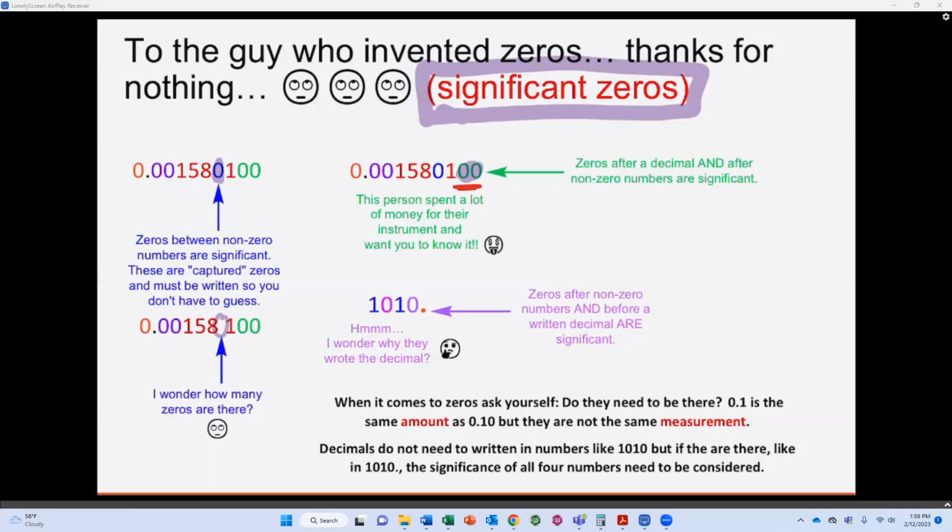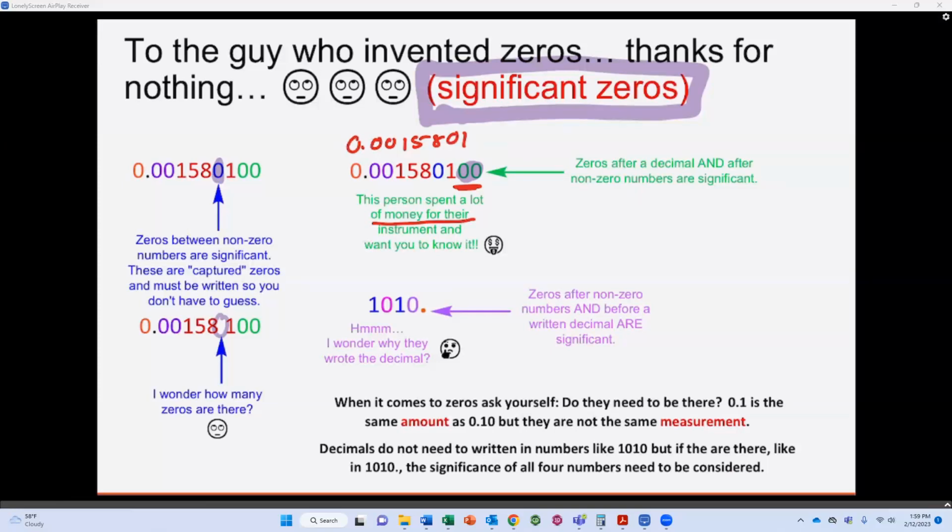Okay. And in this case, those zeros don't need to be there for me to tell you what the number is. I could very easily write, this is your pay for the week. That's how much money you're going to make, and it's the same value as the number underneath it. The only difference is this is not how much you're getting paid. This is a measurement. And what they're trying to do is show you, I spent a lot of money for this instrument and I'm showing off.